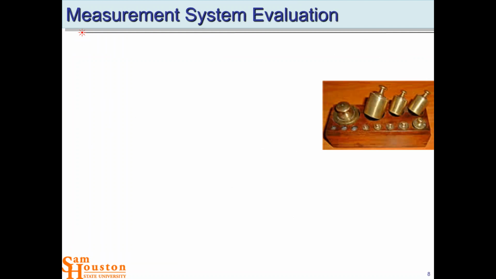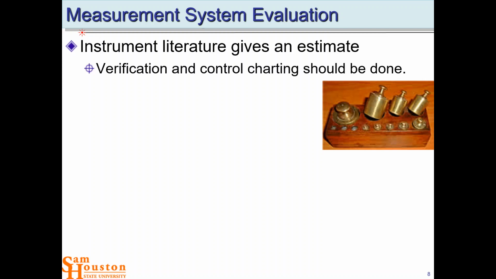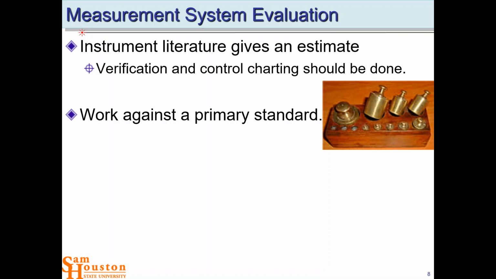Now we can evaluate our measurement system, and the instrument literature will give you an estimate, like the balance may say it can measure to plus or minus 0.2 grams. So if you put a weight on there, daily or over time, it'll measure the actual mass to within 0.2 grams. We make these calibration weights that you should never touch with your skin, because the oils and acids in your skin will react with the metal. But anyway, you can buy these little weight sets and bring your balances into control. So verification and control charting should be done, and you should work against a primary standard.